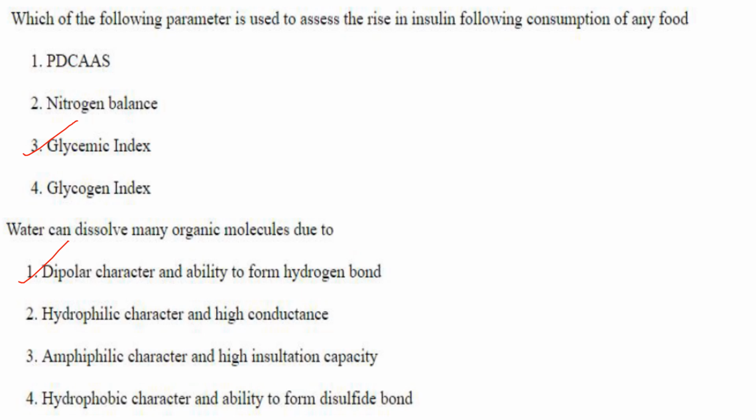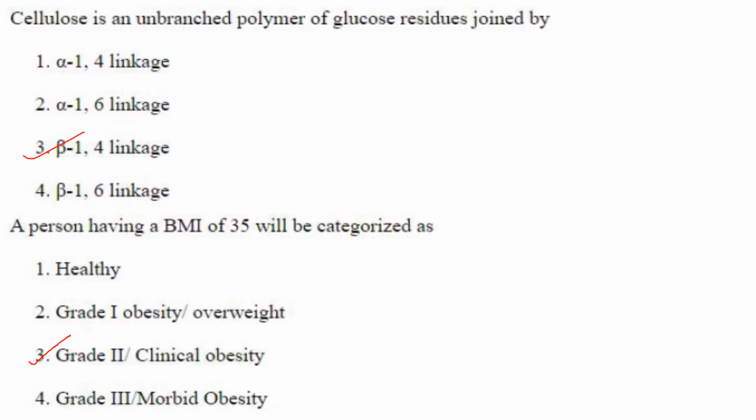Then next one. Water can dissolve many organic molecules due to. So this question they have been asking in your NEET examination. It is dipolar character and ability to form hydrogen bonds. Answer is option 1. Then cellulose is an unbranched polymer of glucose residues joined by. So glucose residues in cellulose are joined by beta-1,4-glycosidic linkages. Answer is option 3.